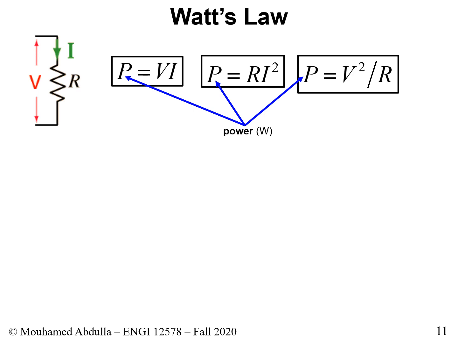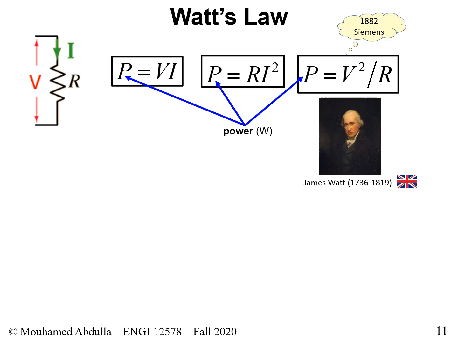Now, in terms of Watt's law, I think it's interesting to highlight that power, as we said before, uses the units of watt. Watt comes from the name of a person. So it's this guy here. His name is James Watt. He was a Scottish inventor. In fact, he was a mechanical engineer that existed from 1736 to 1819.